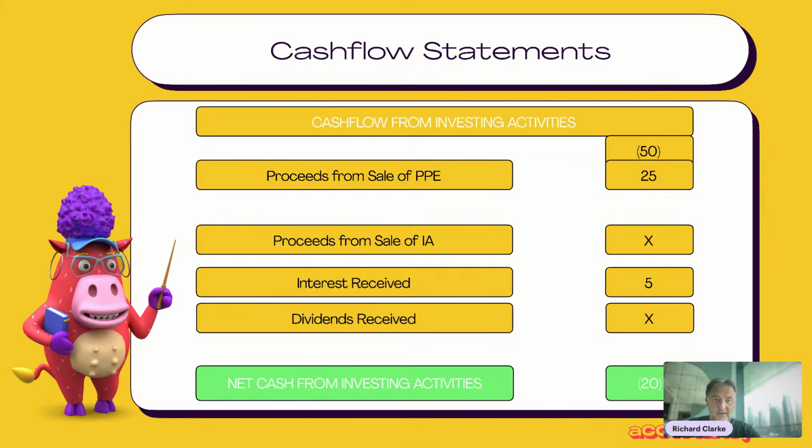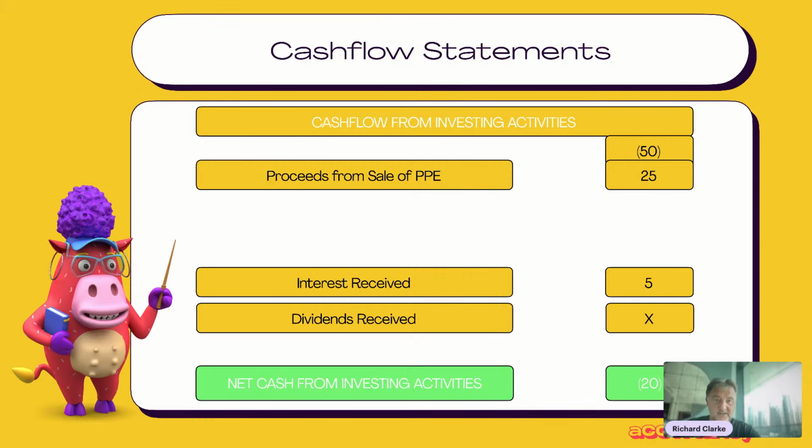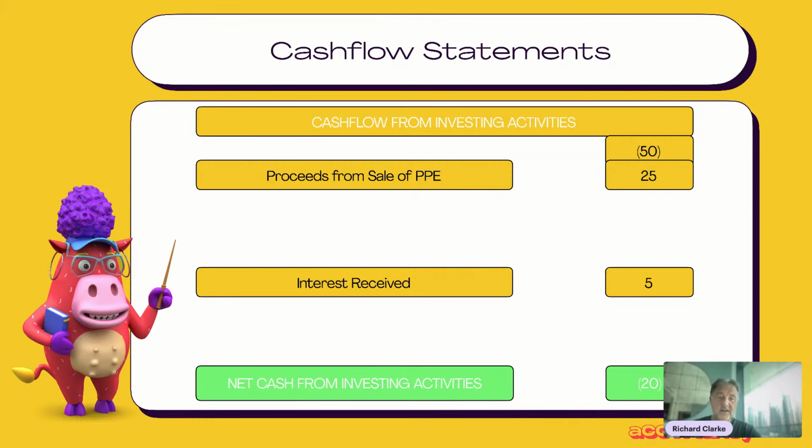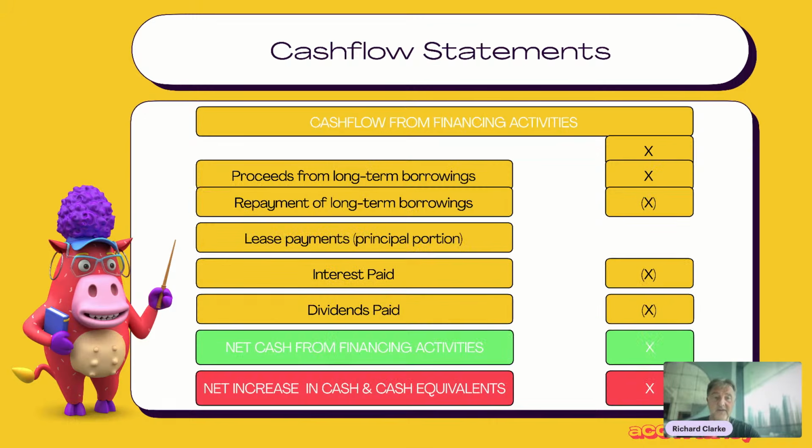So that's it. Just get rid of everything else. There wasn't any sale of intangible assets. There wasn't any dividends received. And you are done. Which leaves us with one section left, which is cash flow from financing activities.